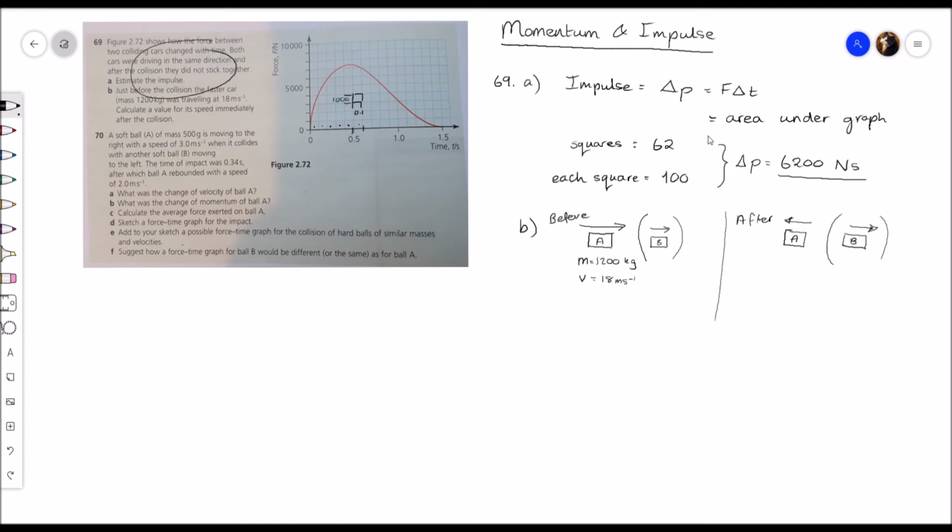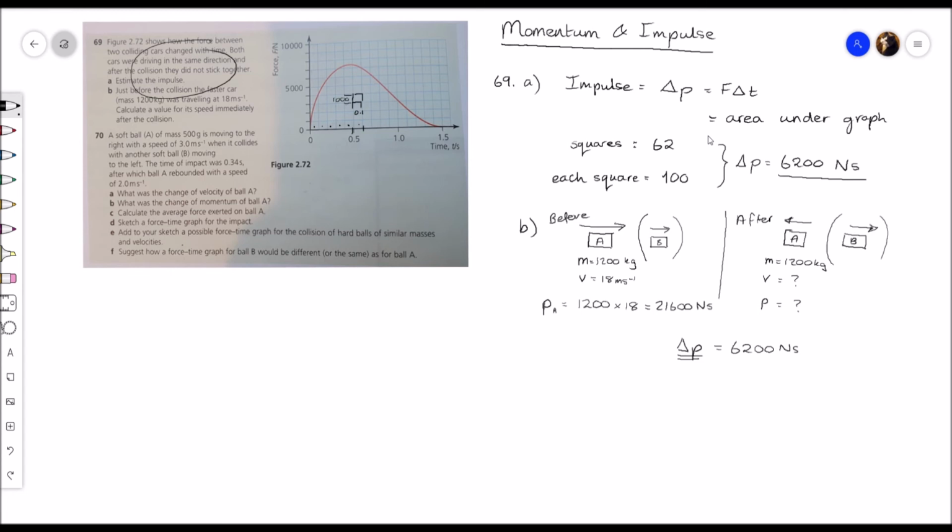So what we can do is calculate the momentum beforehand. Before, the momentum of A is mass times velocity, which is 21,600 kilogram meters per second. Sorry, I'm out of space. We don't know anything about after yet. We know that its mass is still that, assuming nothing fell off. We don't know that, and we don't know this. But we do know that its change in momentum is 6,200-ish Newton seconds or kilogram meters per second. I think I'll stick with the same units all the way through, it's probably easier.